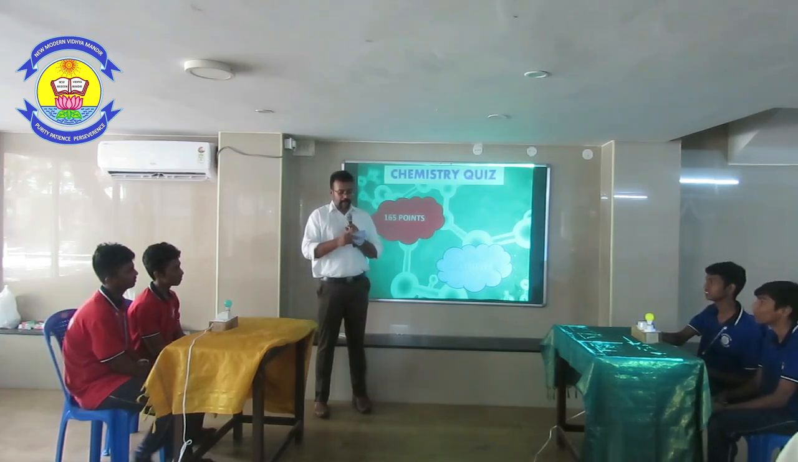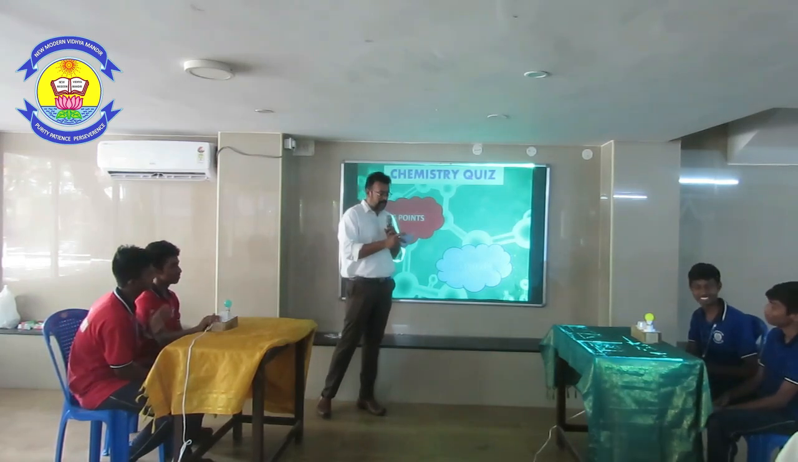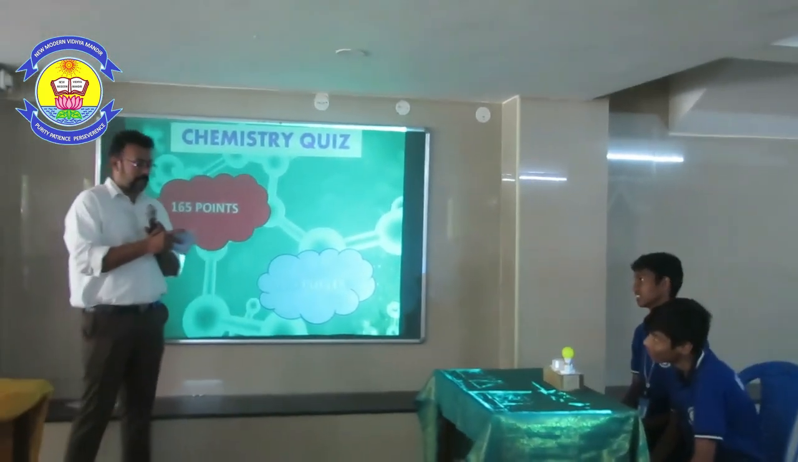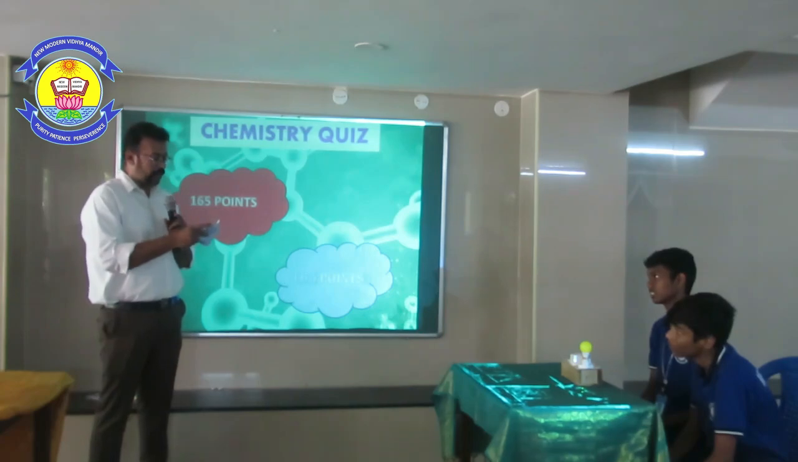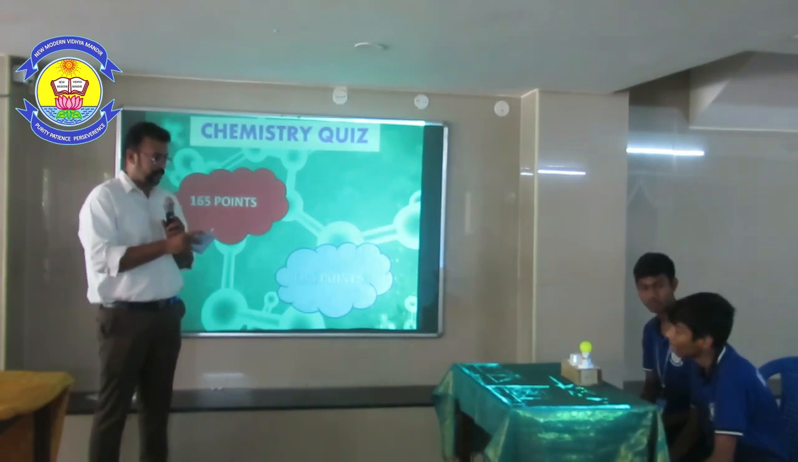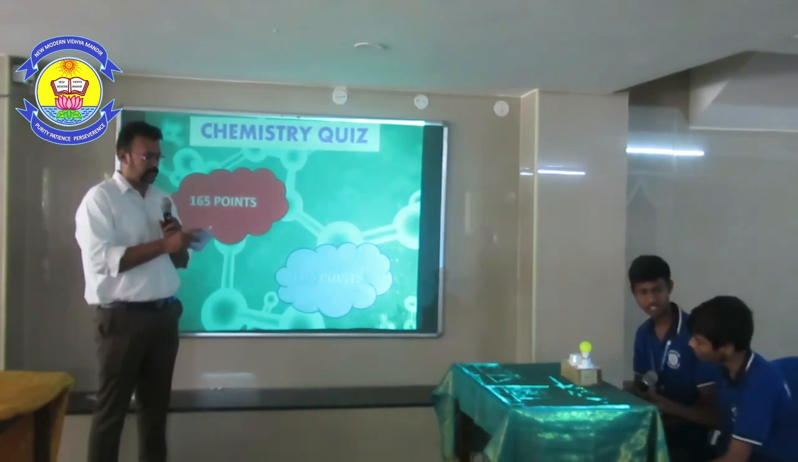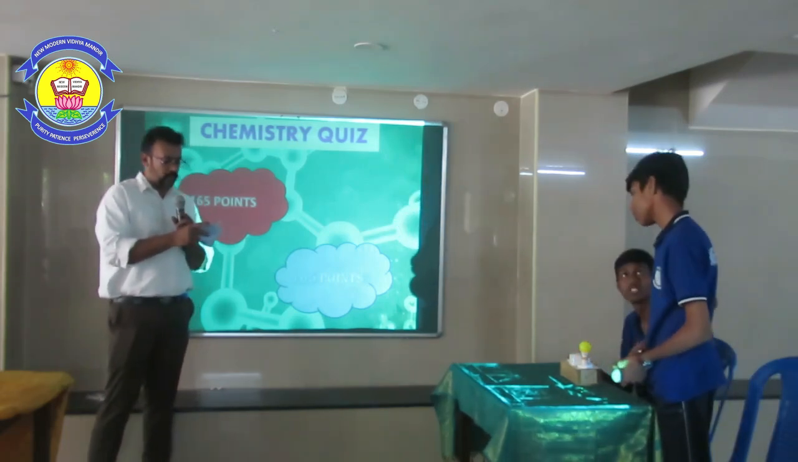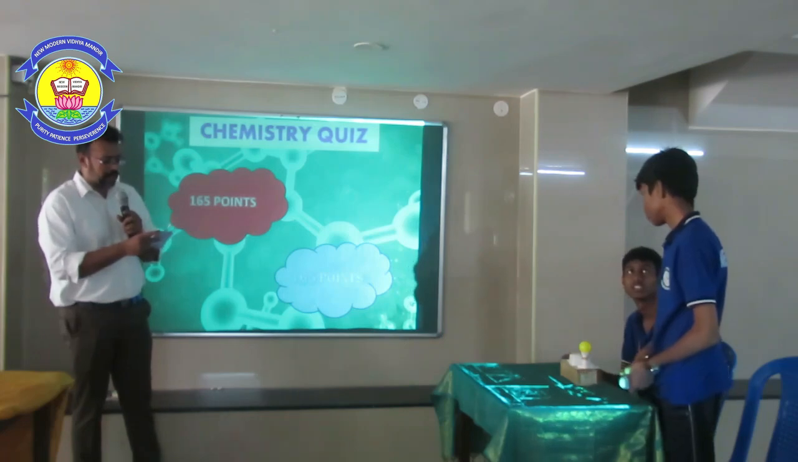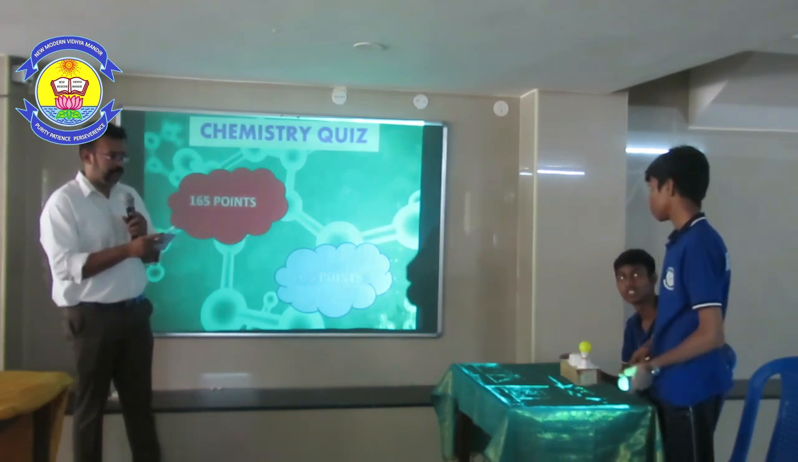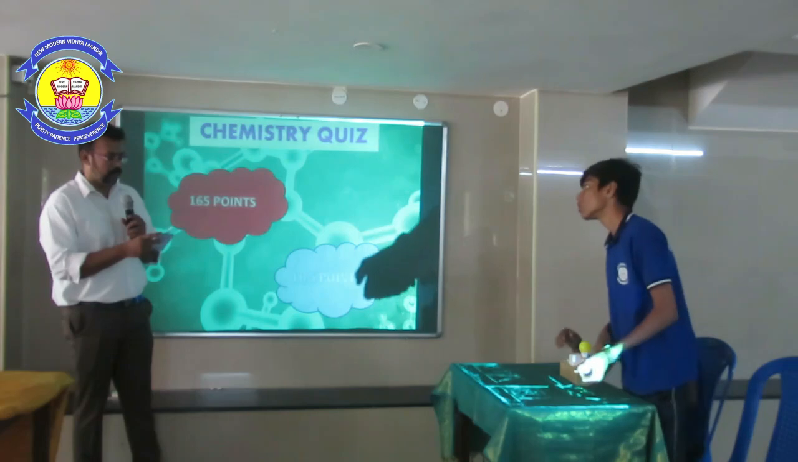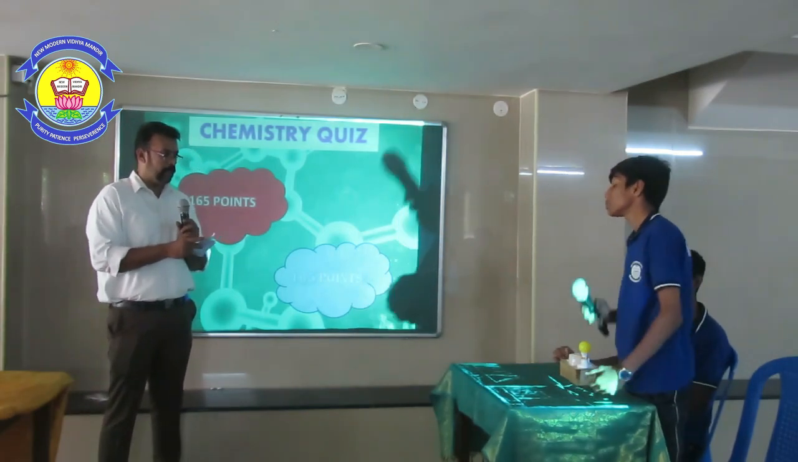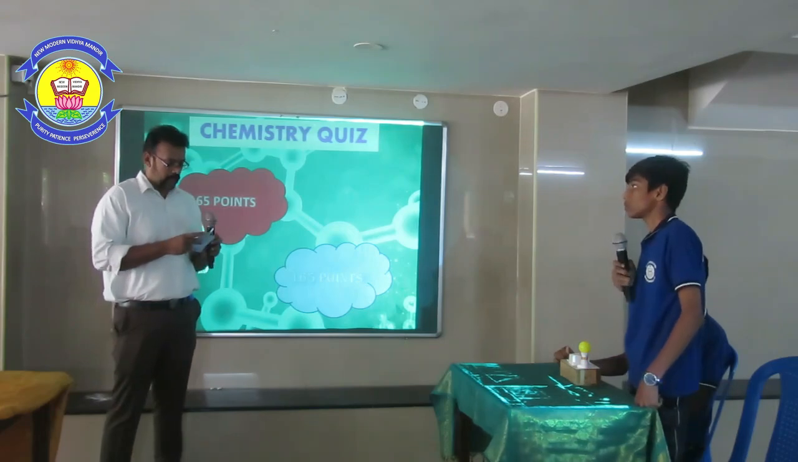Which of the following can act as a Lowry-Bronsted acid as well as base? Options are HCl, SO4 2-, HPO4 2-, Br-. HPO4 2-. 5 points granted.